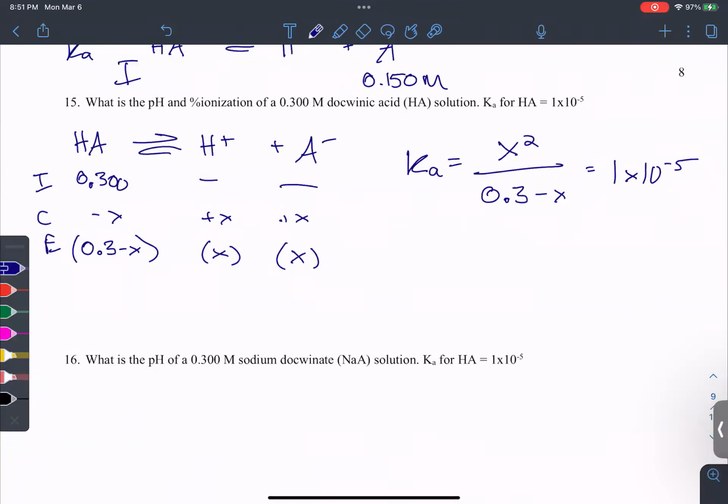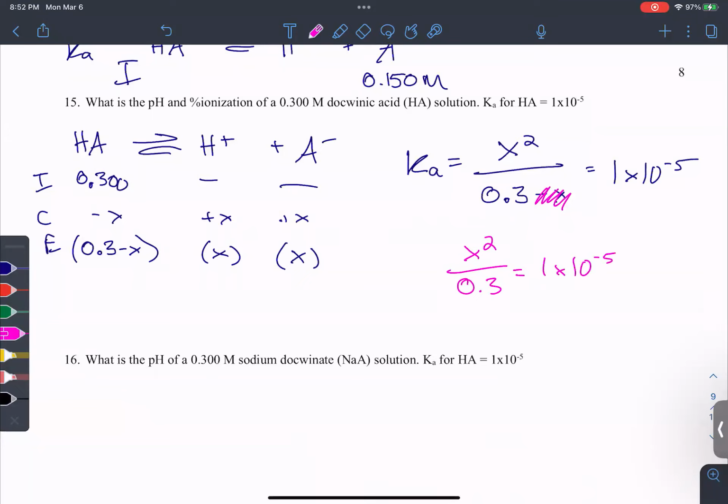No. The nice thing about weak acids and weak bases is they ionize very little. You can almost always make an approximation where the amount HA ionizes is really, really small, or the analytical concentration of your acid is really high. So we can just neglect X in the denominator almost every single time. Almost. So this simplifies to X squared over 0.3 equals 1 times 10 to the negative 5.